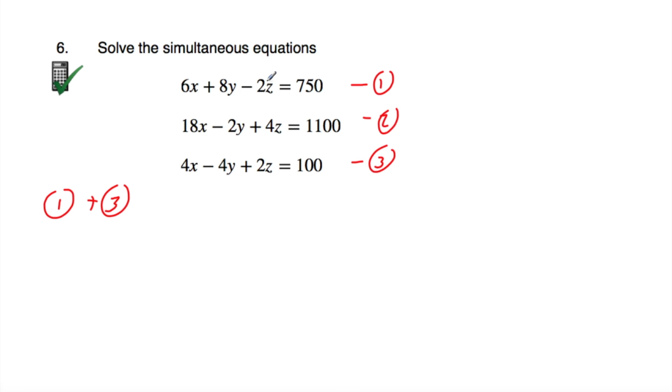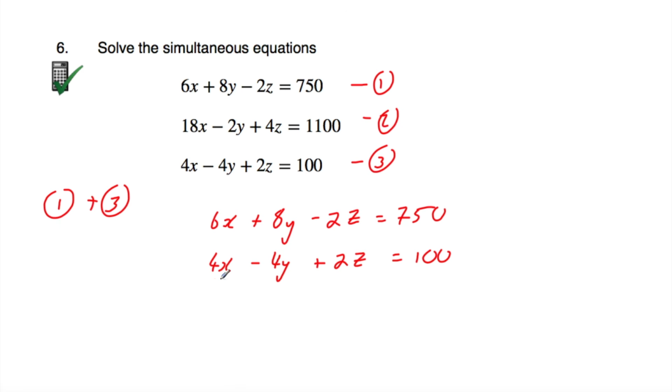So if we add equation 1 and equation 3, you can see minus 2z plus 2z would be 0. So let's write equation 1, which is 6x plus 8y minus 2z equals 750. And then beneath that, let's write 4x minus 4y plus 2z equals 100.